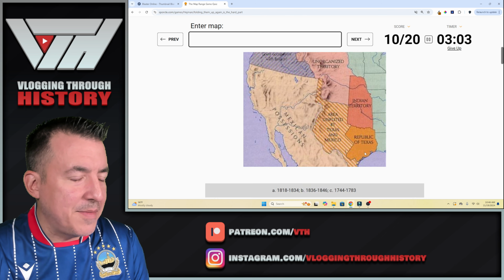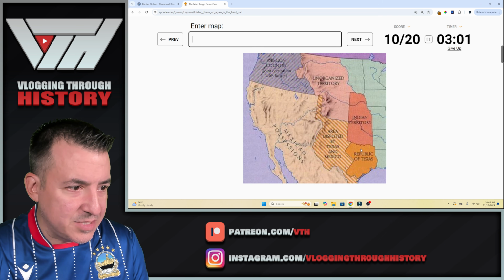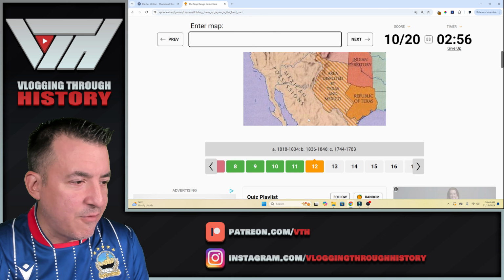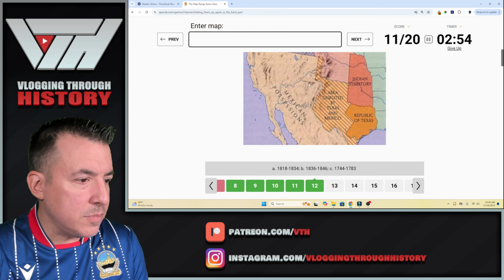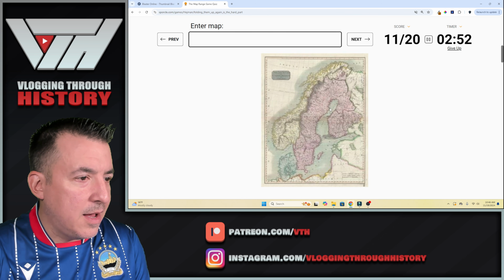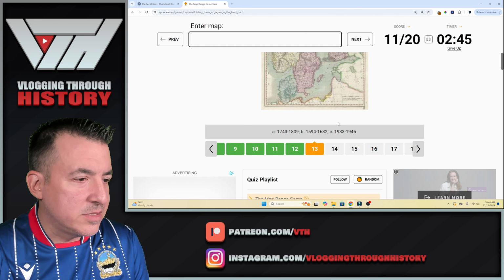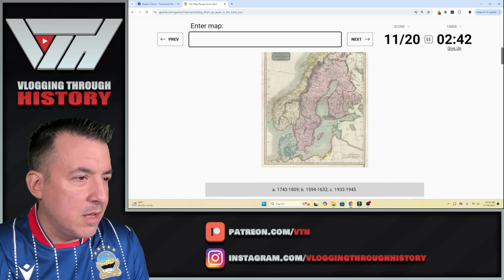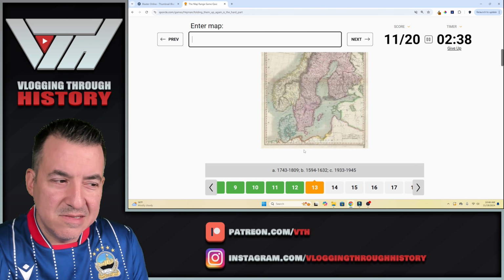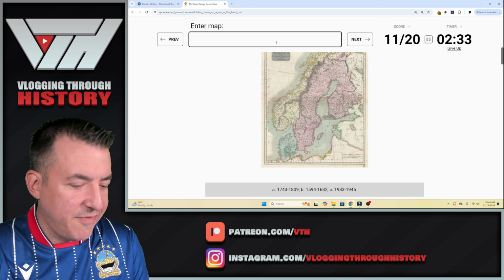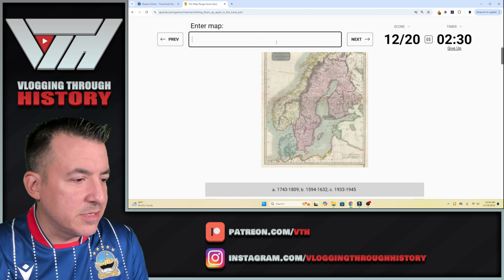Mexican possessions, Republic of Texas. So this is post 1836, but pre late 1840s. Yeah, 36 to 46, definitely. Okay, we've got Norway and Sweden, but Finland's part of Sweden. And then Denmark. So this has got to be 1743 to 1809. That's before the Napoleonic Wars.